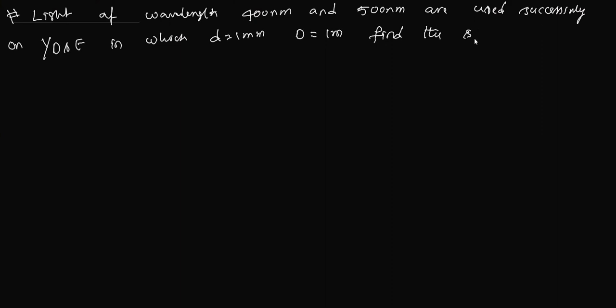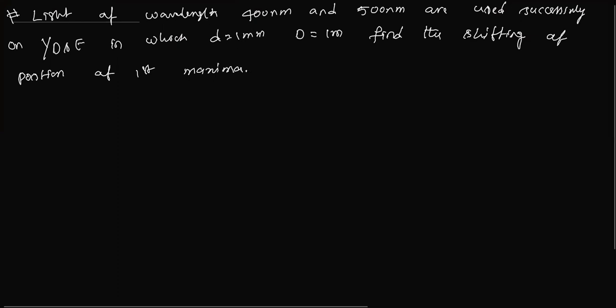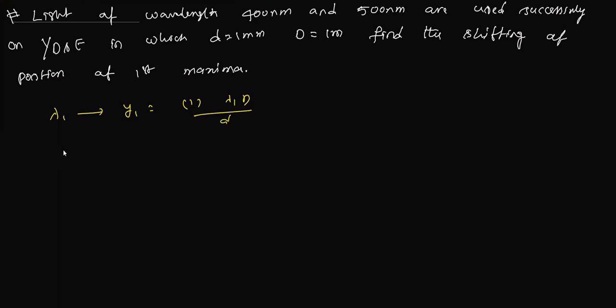Find the shifting of the position of the first maxima. They're asking about the first maxima. So with lambda 1, the first maxima can be written as y1 equals 1 lambda 1 D by d. With lambda 2, the first maxima, y dash, can be written as 1 lambda 2 D by d.